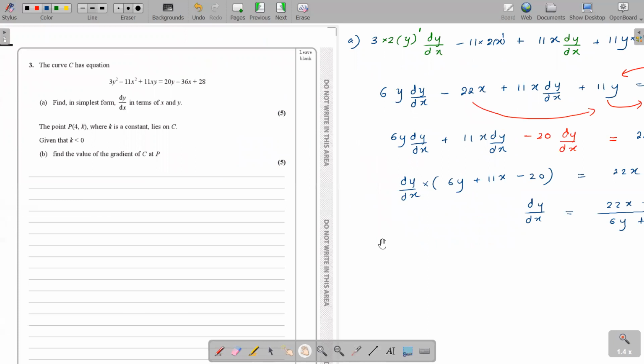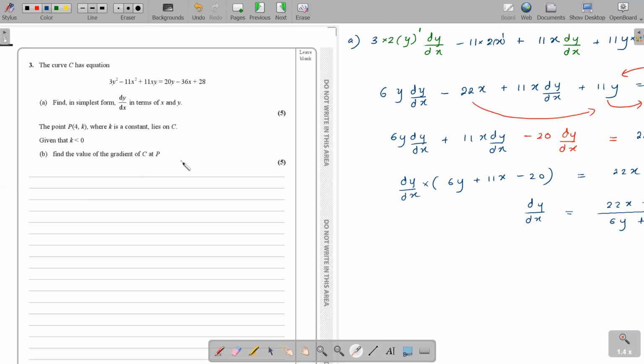The point P 4 comma k, where k is a constant, lies on C. Given that k is less than 0, which means what? K is a what figure? K is negative. Given that k is negative, find the value of the gradient of C at P.